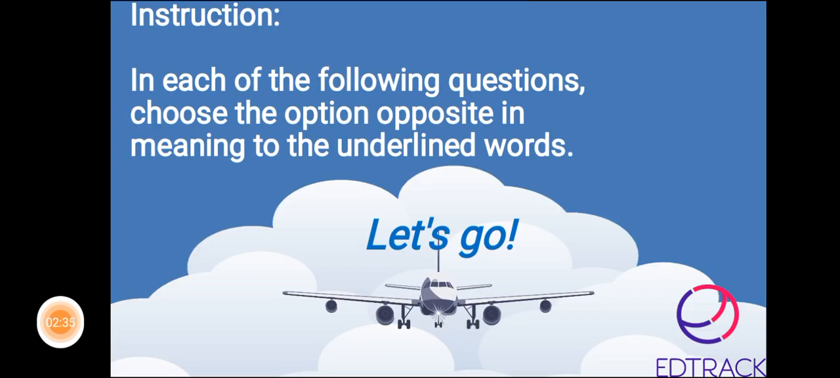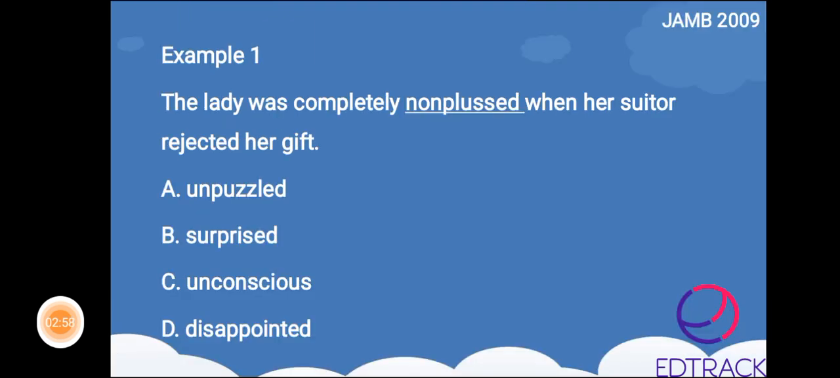Before we get into the main business, this is the instruction we are going to follow in answering these questions. We are to choose the options that are opposite in meaning to the underlined words in the sentences we are going to come across here. Our example number 1 is a question taken from JAMB past question for year 2009. So let us get into the real business.